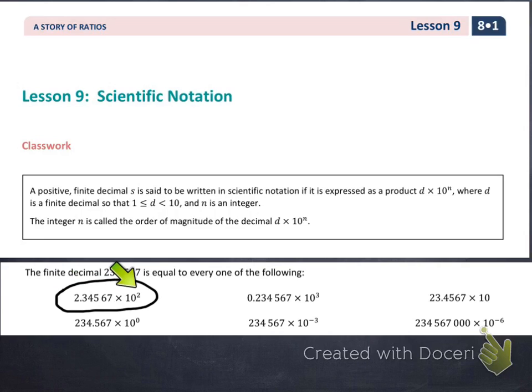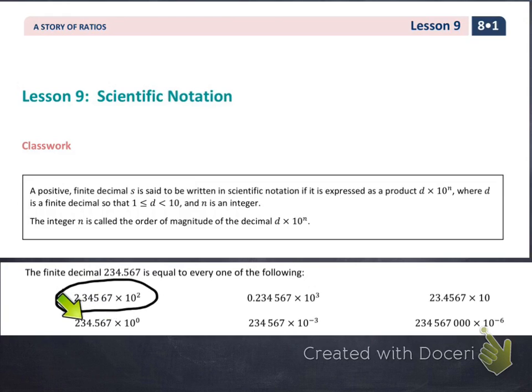And if I multiply that by 10 squared, 10 squared is 100, I would get 234.567. Because every time I multiply by 10, I'm just moving the decimal place 1 place to the right. Okay, so that number's in scientific notation, whereas this one is not, okay?